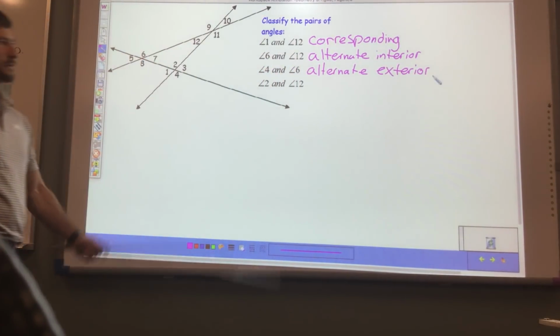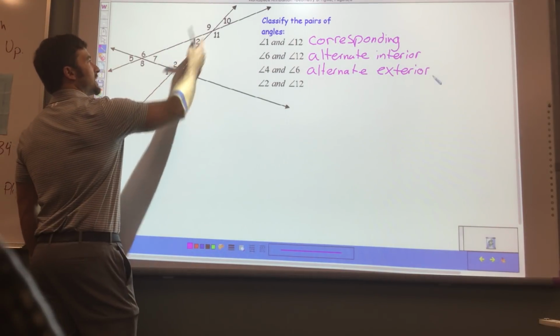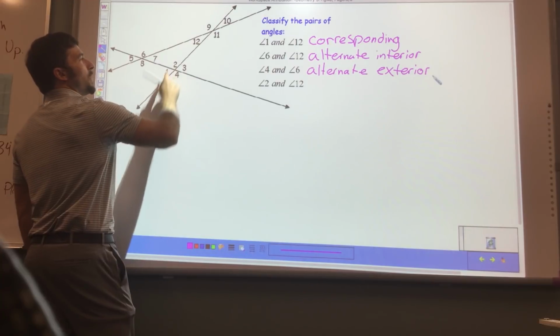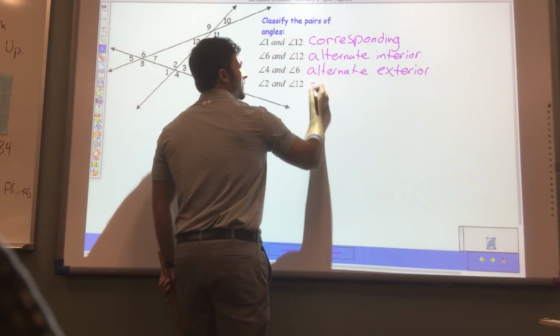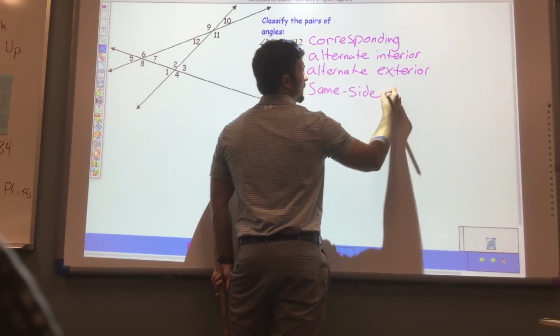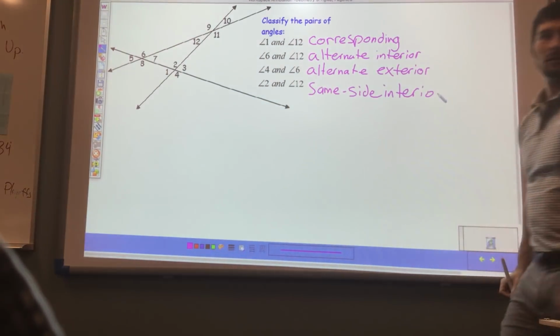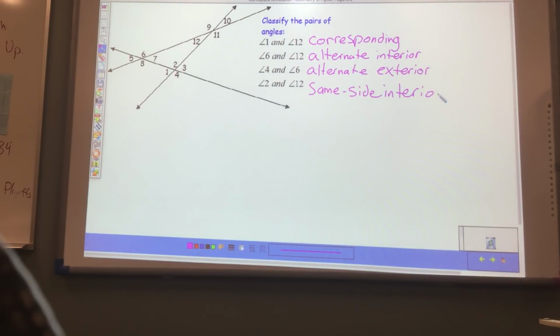Finally, we got 2 and 12. Probably guessed, it's the one we haven't used yet. 2 and 12, they're on that same side. They're both on the interior, so we can say same side interior. Which are also called consecutive interior angles as well.